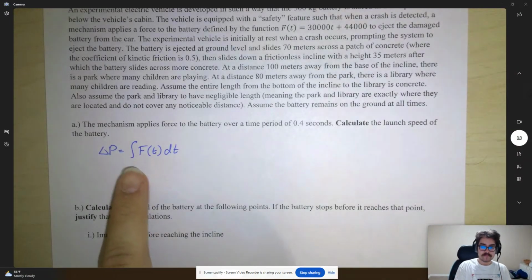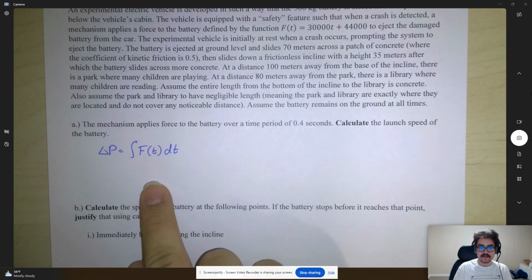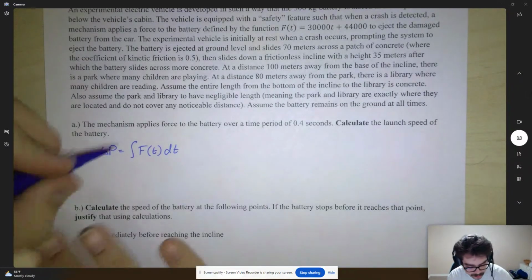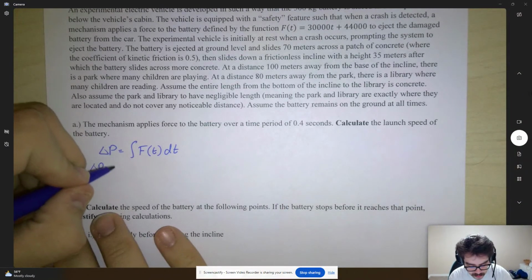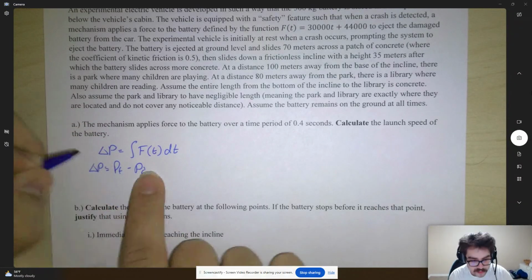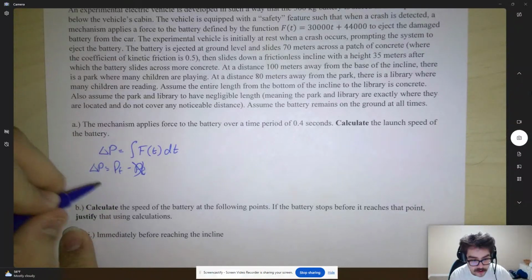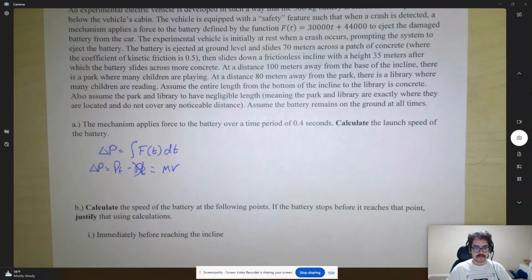So, if I integrate this function, I will end up getting the change in momentum. I also know that change in momentum, especially if I'm starting with no momentum, is going to be equal to momentum final minus momentum initial. But if I start with no initial momentum, this doesn't matter. So that means that delta P is really equal to m times v. Okay?